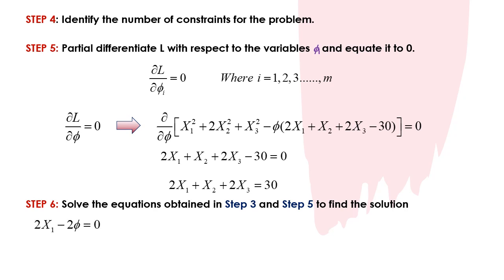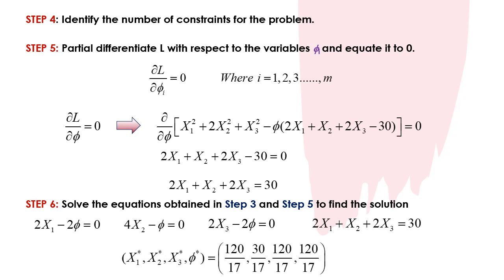So I have 1, 2, 3, 4 equations with 4 unknowns. So we can use these 4 equations and solve them to identify the values. When I solve this, I will get x1, x2, x3 and phi as 120 by 17, 30 by 17, 120 by 17, 120 by 17. So it may be a fraction value or a decimal value.